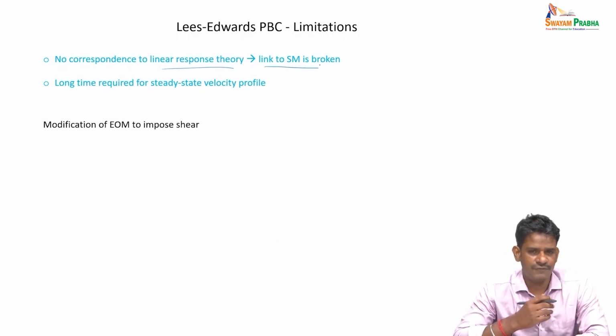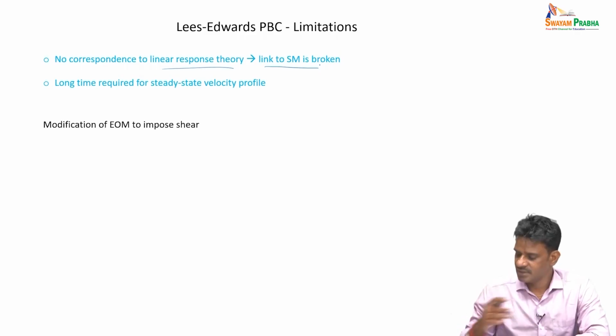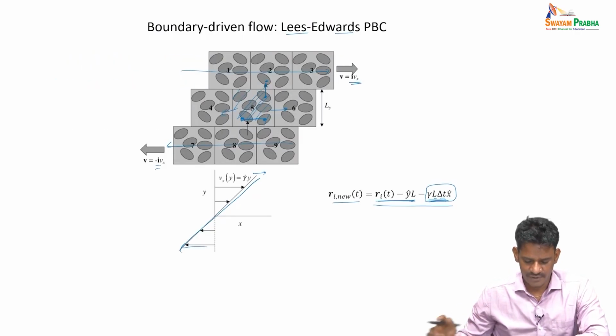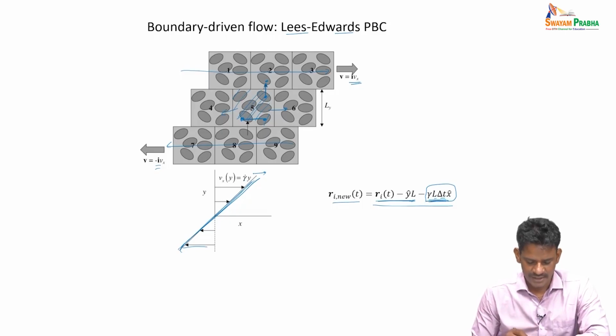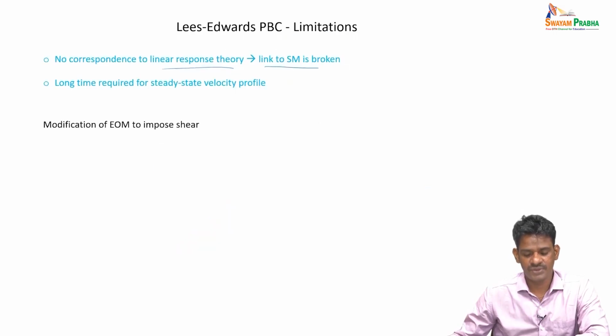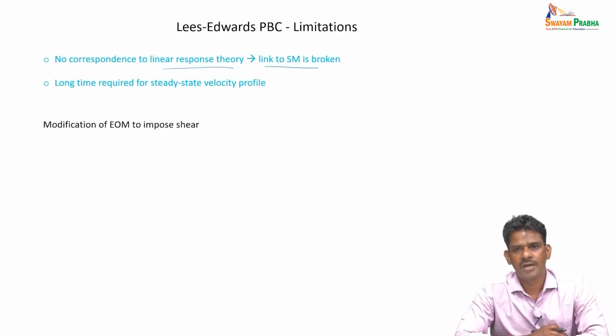And then if you also look at the time it takes for the steady state velocity profile to develop, it takes so long. So, you have to do a lot of simulation for a long time, and until then you have to do the simulation for long enough to get this linear velocity profile. So, these are the two limitations with Lees-Edwards boundary driven flow.